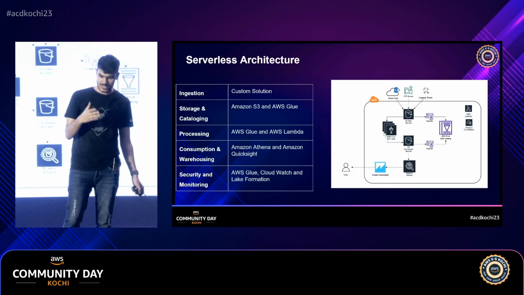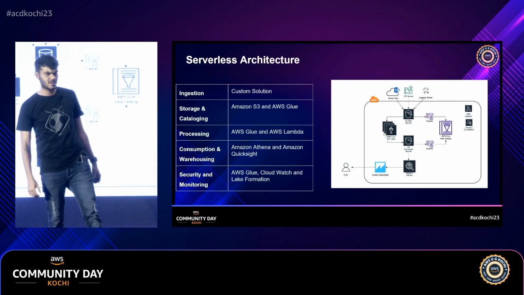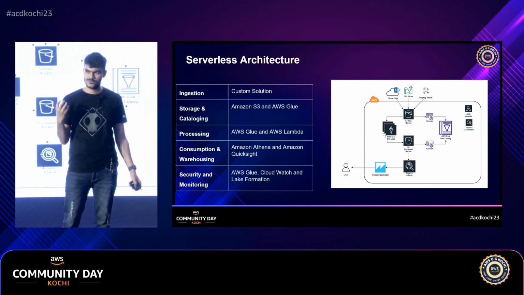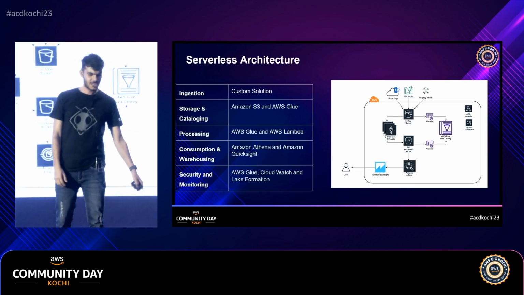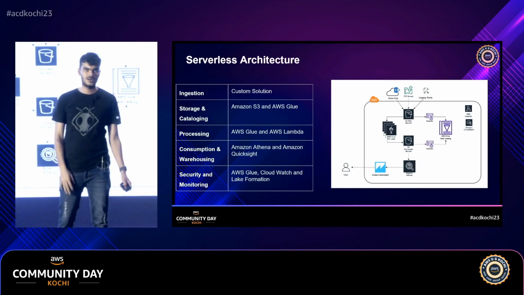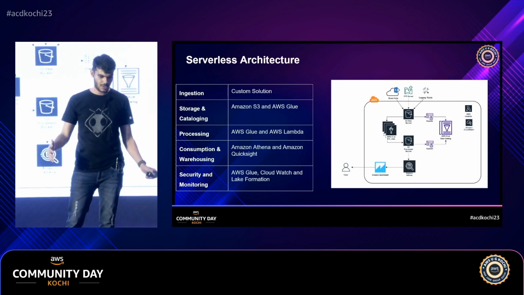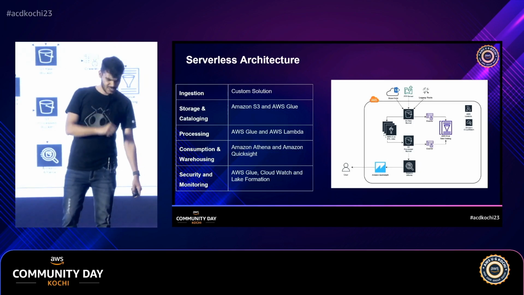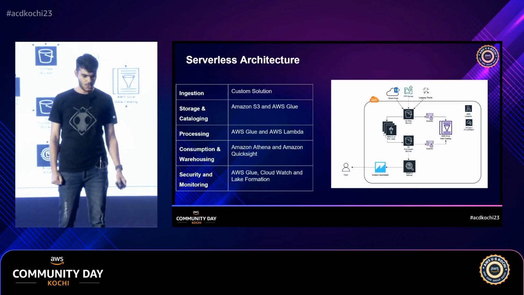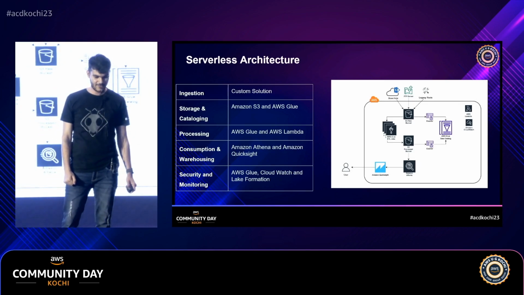For processing, we used AWS Glue and Lambda because there were places where very minimal processing was required to capture the data. So wherever we could, we used AWS Lambda. And for consumption, we didn't go with Redshift or some very expensive warehouse. We just stuck to S3 and Amazon Athena. And for dashboards, we built them with Amazon QuickSight. For security and monitoring, we used AWS Glue, CloudWatch, and Lake Formation.